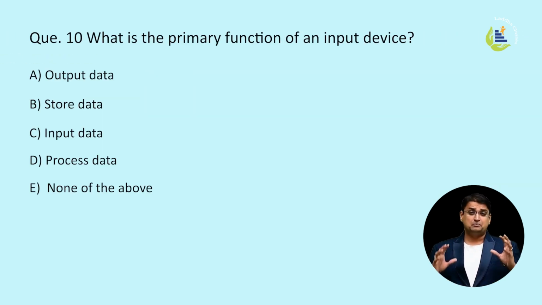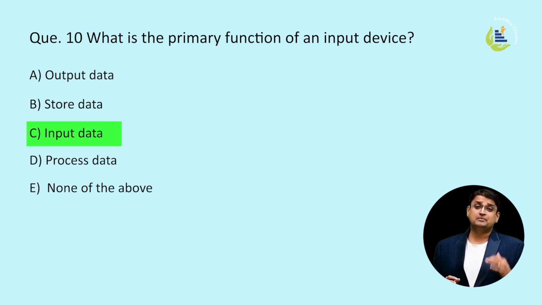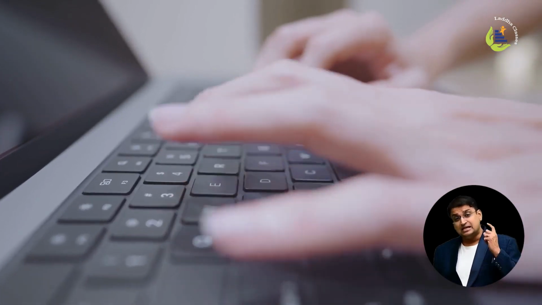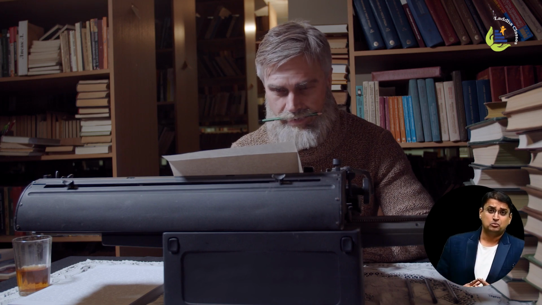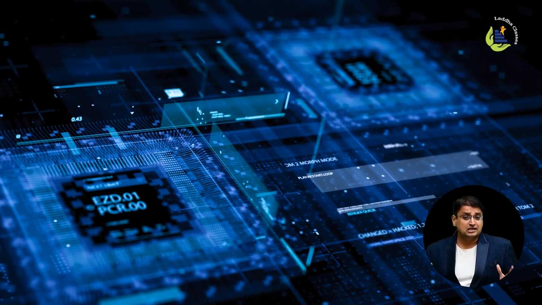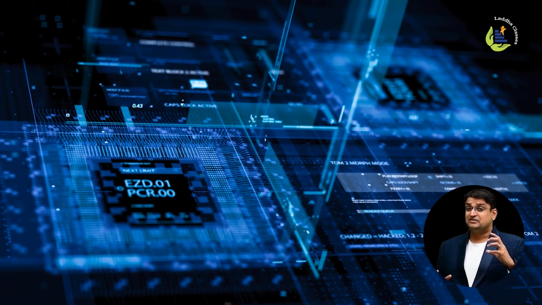Question 10. What is the primary function of an input device? Options are output data, store data, input data, process data, none of the above. Correct answer option is C, input data. Because the primary role of an input device is to send data to the computer for processing. Output devices display or print data, storage devices store data, and the processing of data is done by the computer's CPU, not by input devices.